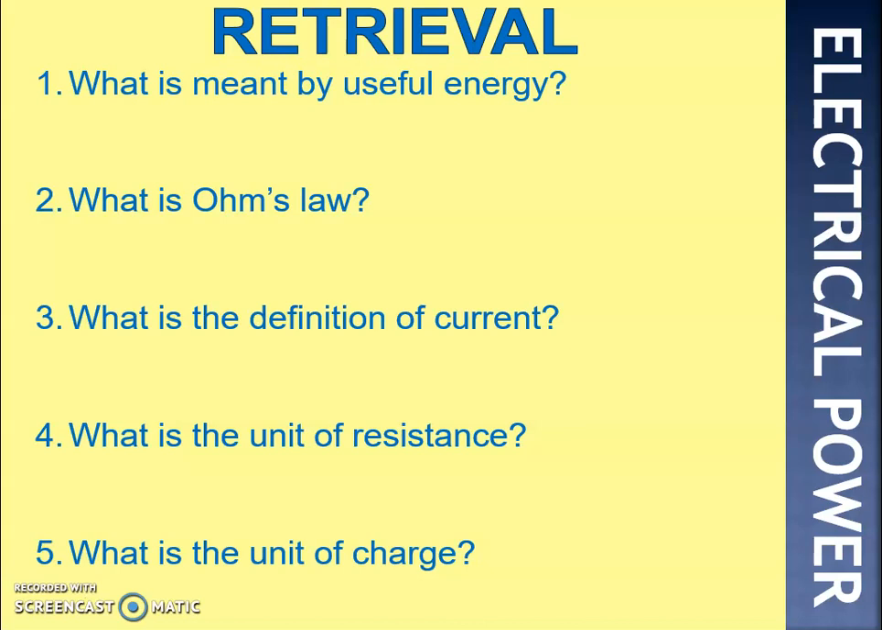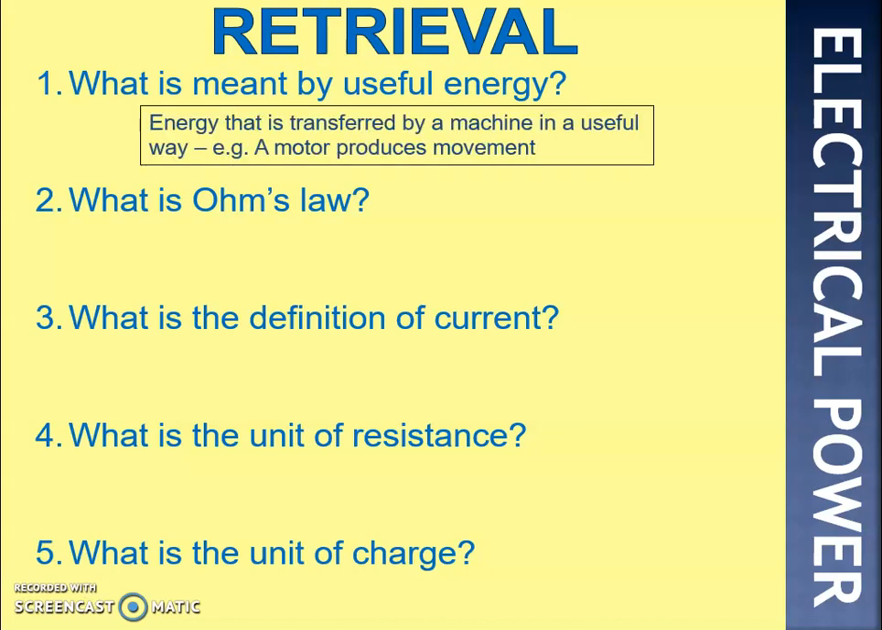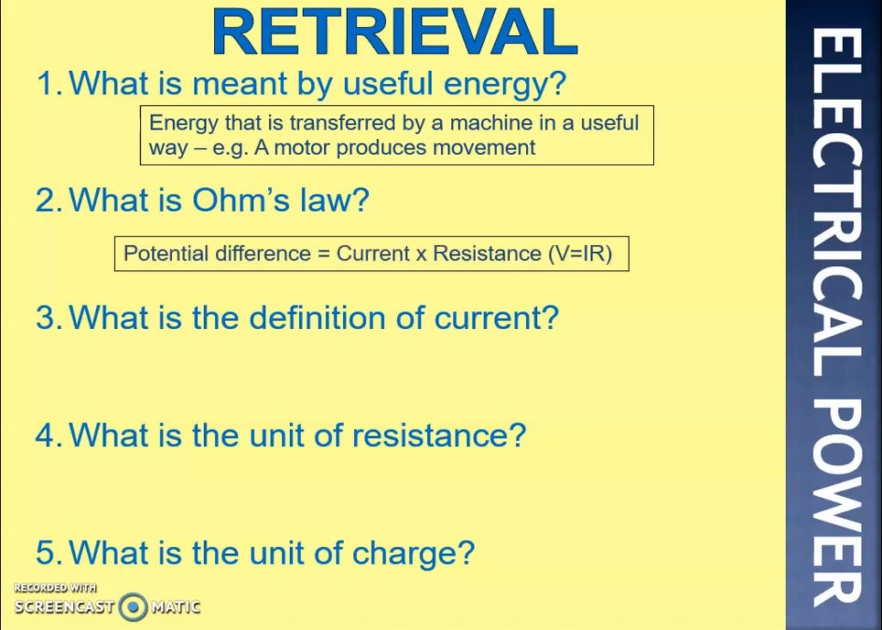Okay, question 1. What's meant by useful energy? Well, useful energy is energy transferred by a machine in a useful way. For example, a motor produces movement. That would be what we want it to do. Question 2. What's Ohm's Law? Ohm's Law is potential difference equals current times resistance, or V equals IR.